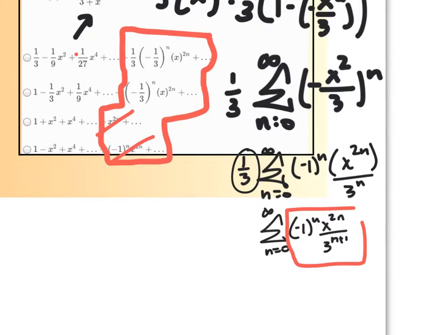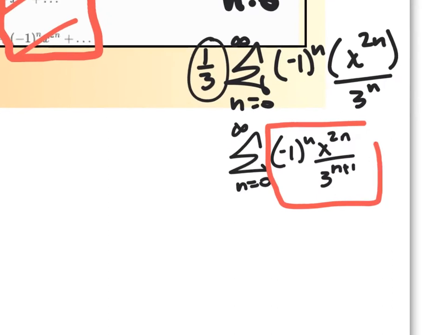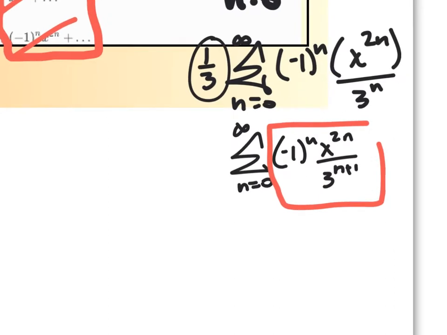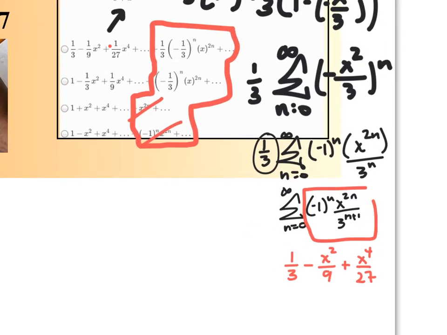Let's expand our first 3 terms. So let's go with n equals 0. If n equals 0, I would have 1/3. If n equals 1, we would have a negative x squared over 9. If n equals 2, we would have a positive x to the 4th over 27. Those are my first 3 terms. Looks like A is the correct answer.